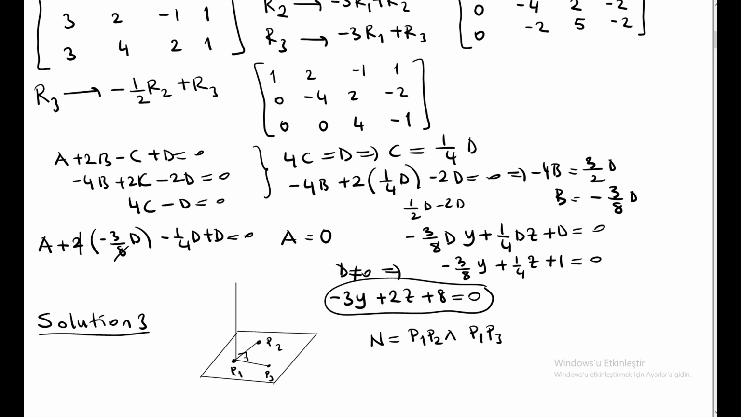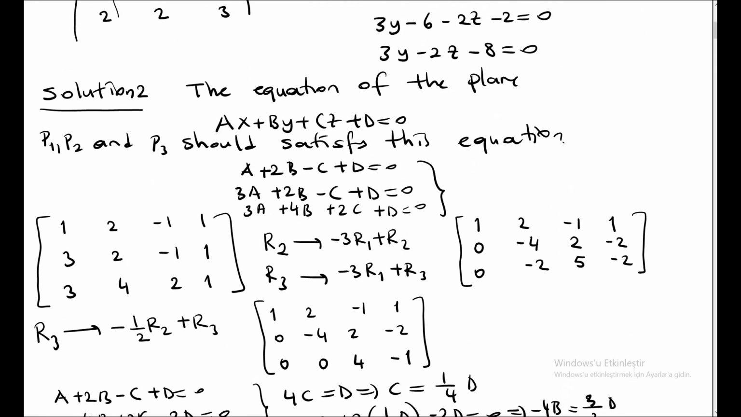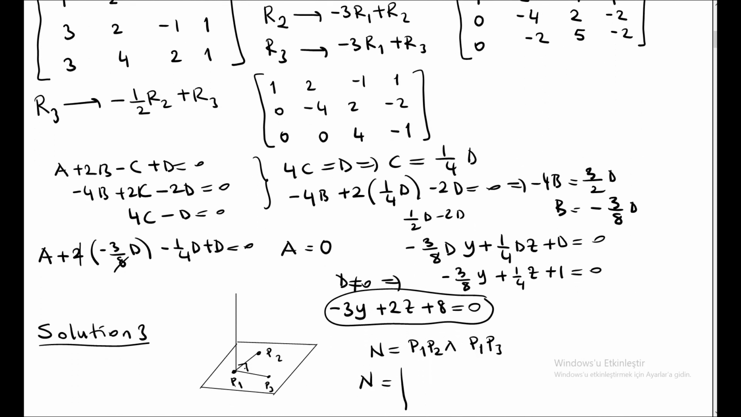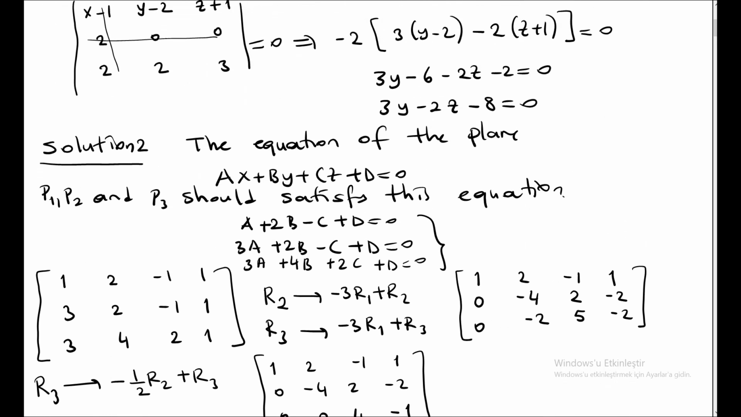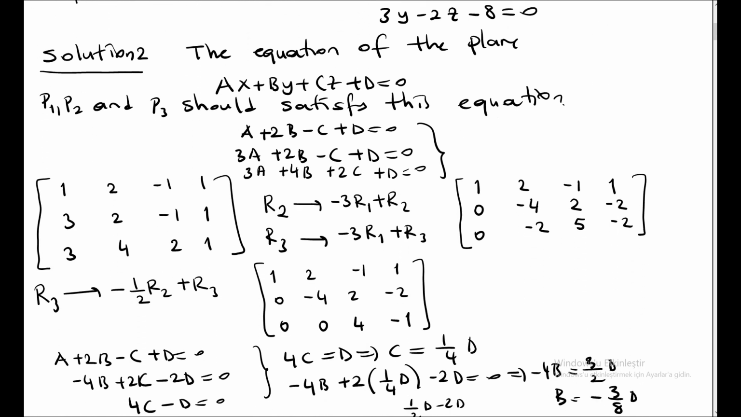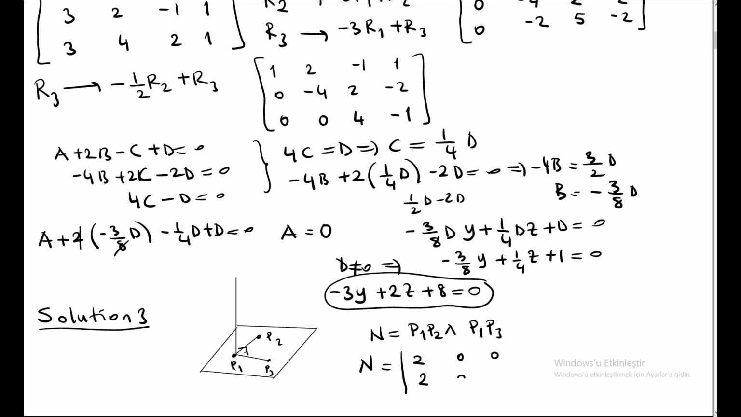Okay, so let's find this one. So n will be P1P2 cross P1P3. If you look, P1P2 will be 2, 0, 0. P1P3, 2, 2 and 3. So you see this one becomes 0 and negative 6 and 4. So this is the normal.